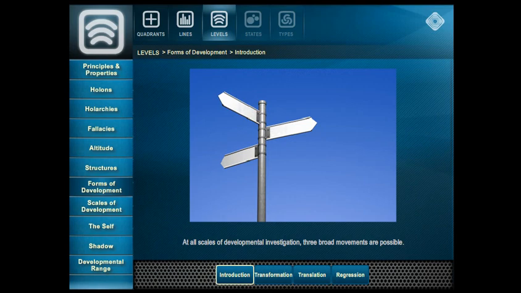At all scales of developmental investigation, three broad movements are possible, but these movements look and function very differently depending on that scale. We will explore how they show up at the macro-developmental scale.